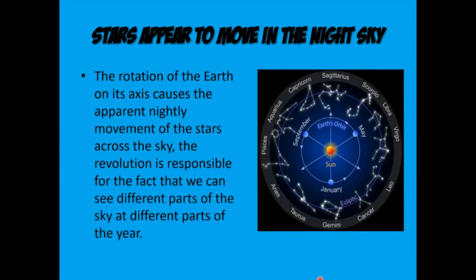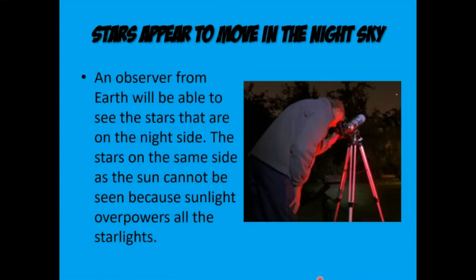And then in terms of stars appearing to move in the night sky, the rotation of the Earth on its axis causes the apparent nightly movement of the stars across the sky. The revolution is responsible for the fact that we can see different parts of the sky at different parts of the year. So an observer from the Earth will be able to see the stars that are on the night side. The stars on the same side as the sun cannot be seen because sunlight overpowers all the starlights. Obvious naman po yun.